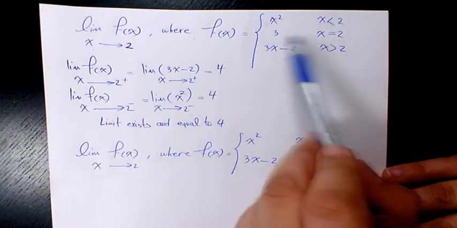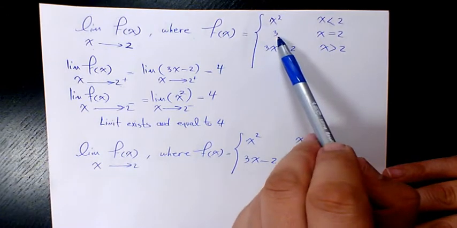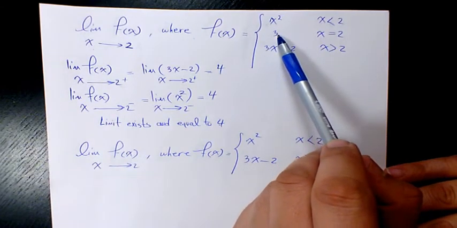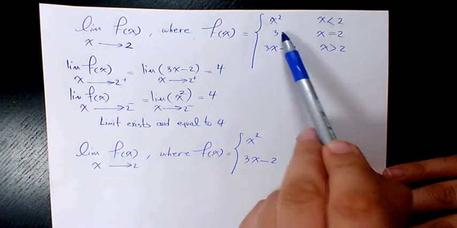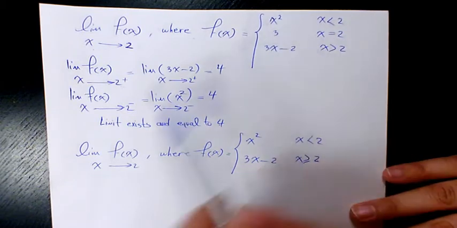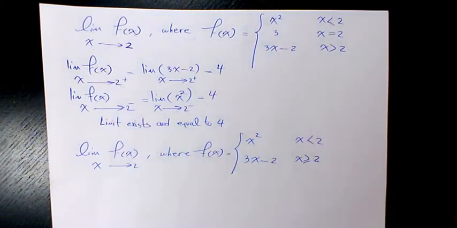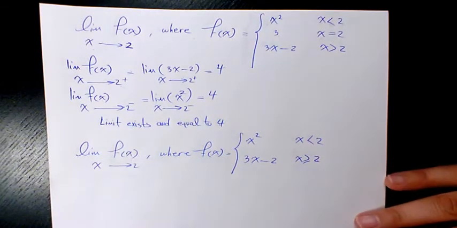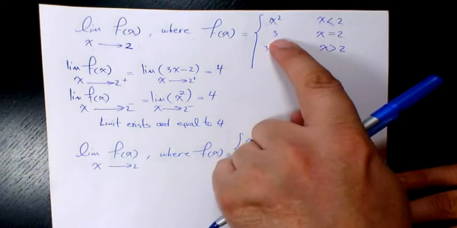However, at x equals 2, the value of the function is 3, which is not important for us because that's the value of this function. However, we are finding the limit. It means that slightly greater than that point or slightly less than that. The point here is not important.